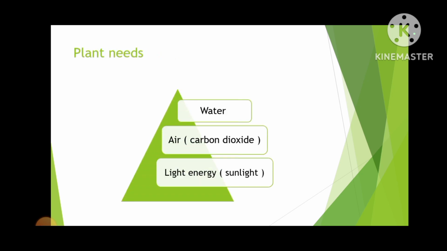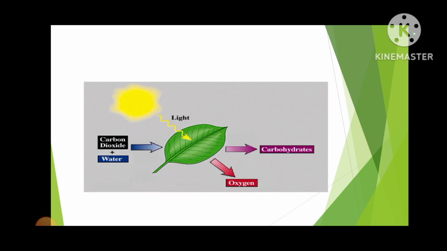But plant, different living organism. Plant don't need food because plant can make its own food. Plant don't need shelter. Plant can be planted in soil or in paper. So the plant needs are water, air, especially carbon dioxide, light, energy from sunlight, because plant use sunlight to make its own food.